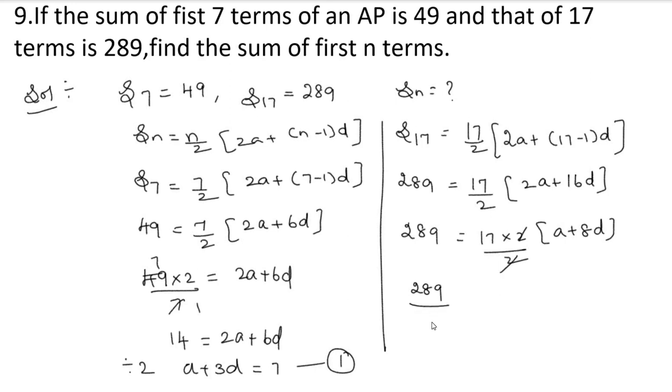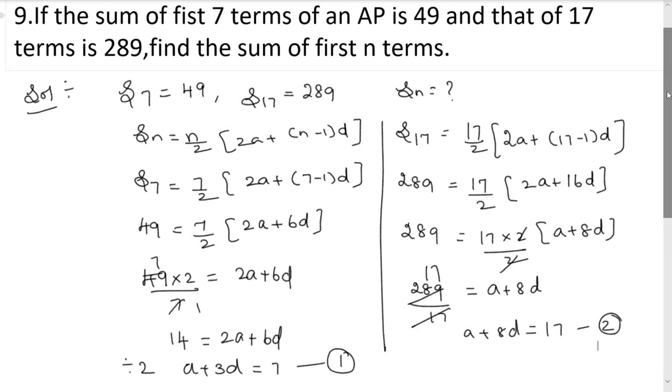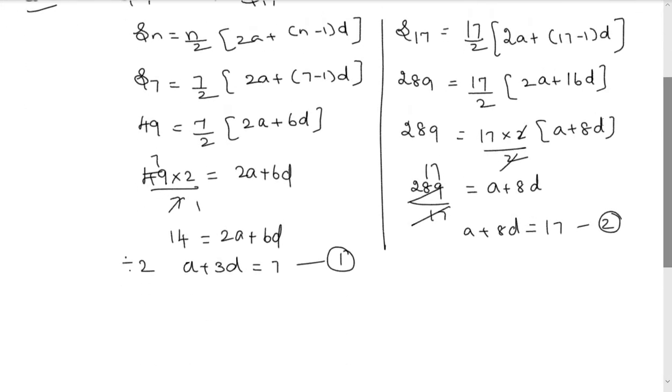So I'll get 289 divided by 17 is equal to A plus 8D. 17 17s are 289, so I'll get A plus 8D is equal to 17. This is my second equation. Now I'm going to find A and D by eliminating these two equations. By using the elimination method, I'm going to find A and D.